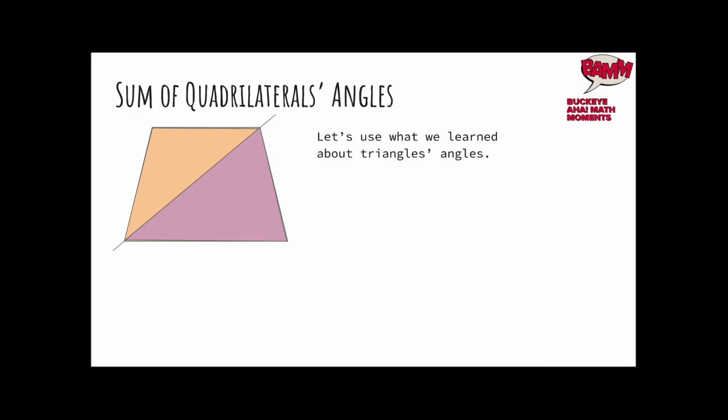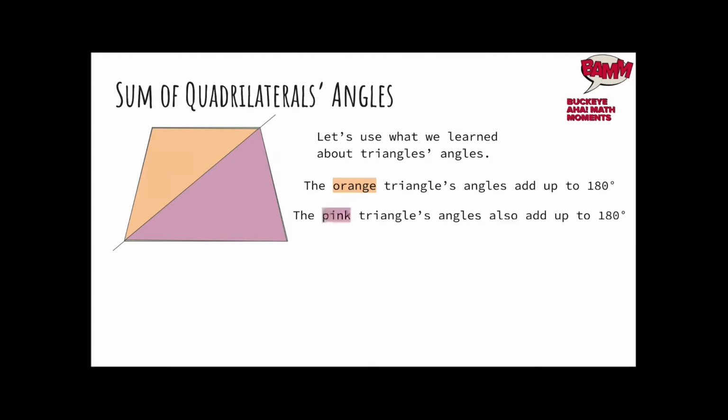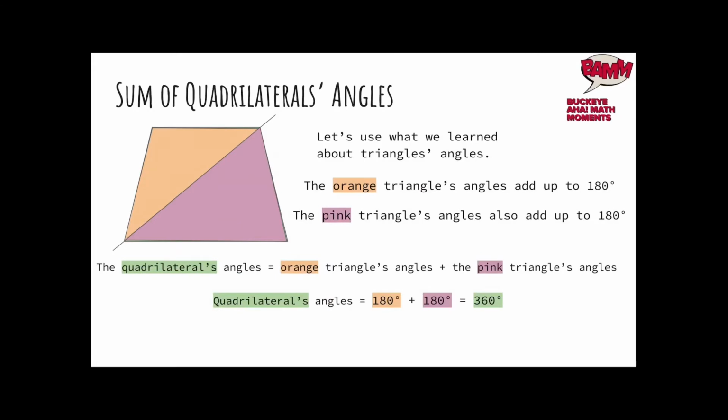So we know that the orange triangle's angles are going to be 180, and so are the pink triangle's angles. And the quadrilateral is really just the orange triangle and the pink triangle's angles added together. So that means that the quadrilateral's angles are going to add to 360 degrees. Since we can do this with any quadrilateral, that means that the angles of any quadrilateral are going to add up to 360 degrees.